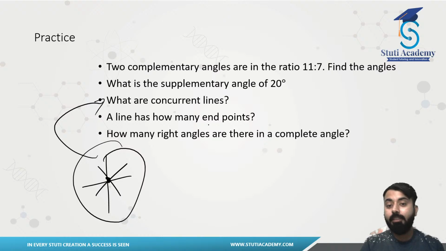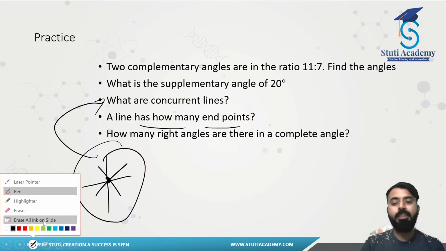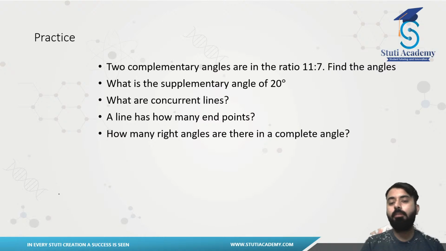Now how many endpoints does a line have? So you guys tell me. A line can have no endpoint because it is a line. We are talking about line. Line does not have any endpoint. So remember, a line will not be having any endpoint. So I hope you guys understand this and you guys are able to recall this one.